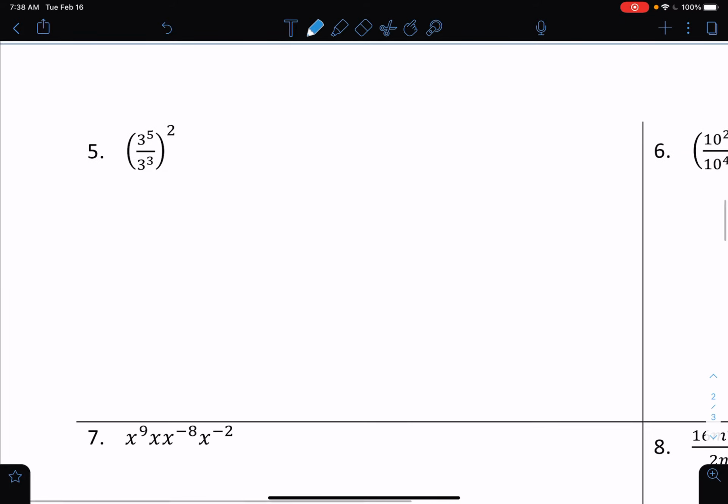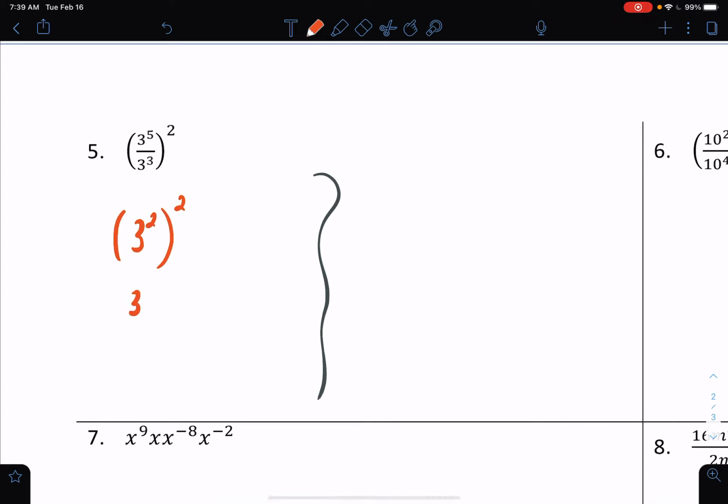Here we have 3 to the 5th divided by 3 to the 3rd, all raised to the 2nd. So there are a couple properties happening here. There's going to be 2 different ways we can solve this. So here is the first way. What if we simplified what was inside the parentheses first? So we have 3 to the 5th divided by 3 to the 3rd. So when it's a division, I can subtract their exponents. So this would be 3 squared. And this is all being raised to the 2nd. So that would be 3 to the 4th.